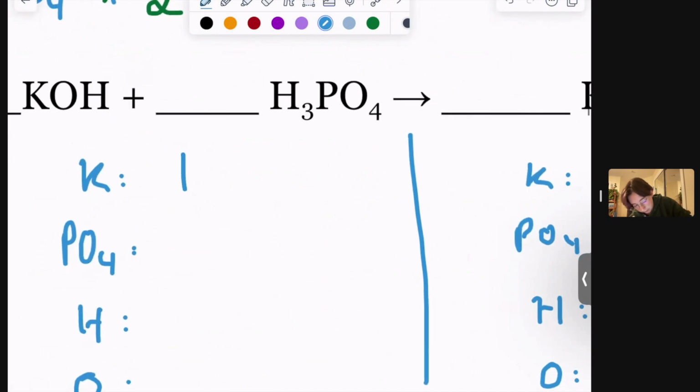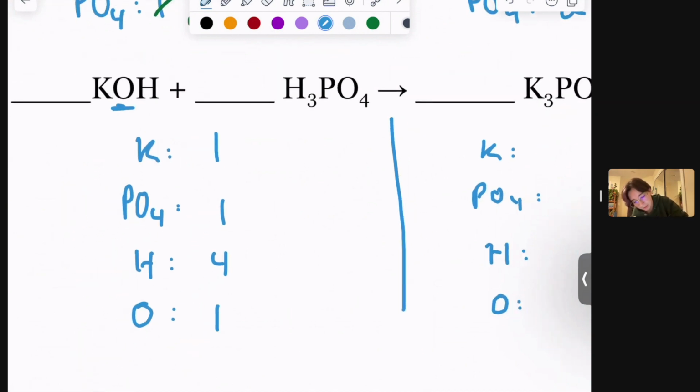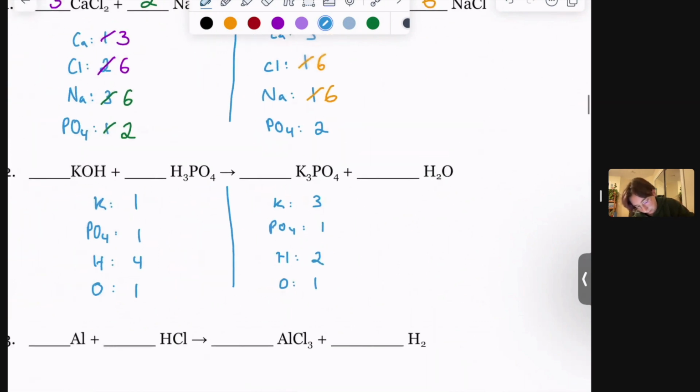We got 1. We got 1. We got 4. We got 1. And again, I'm just counting this oxygen because I am choosing to keep that as a unit. 3, 1, 2, 1. Okay.